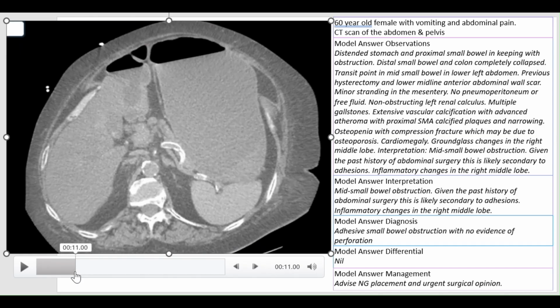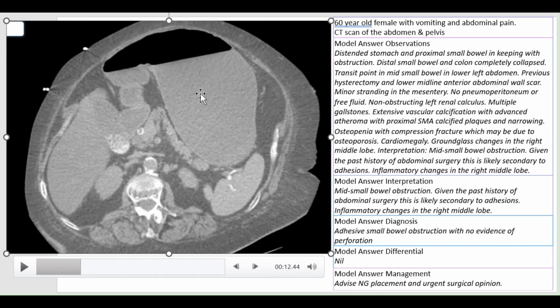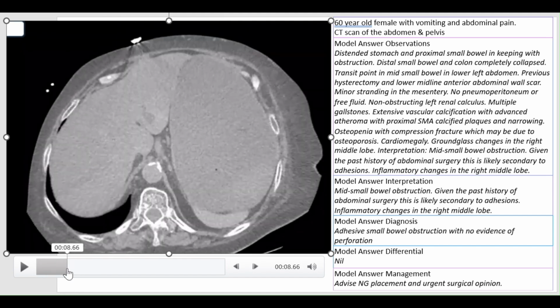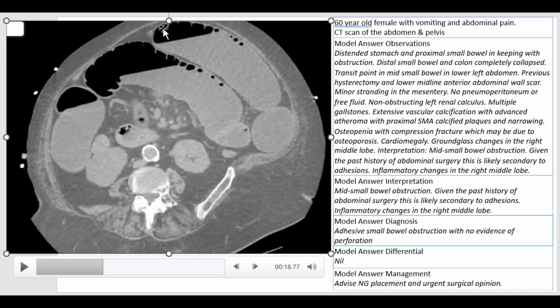As you can see here, there's distended stomach, and can you see the duodenum here? So distended stomach and proximal small bowel. So let's see the distended proximal small bowel. Here this is the distended stomach and the proximal small bowel. This is the jejunal loops.